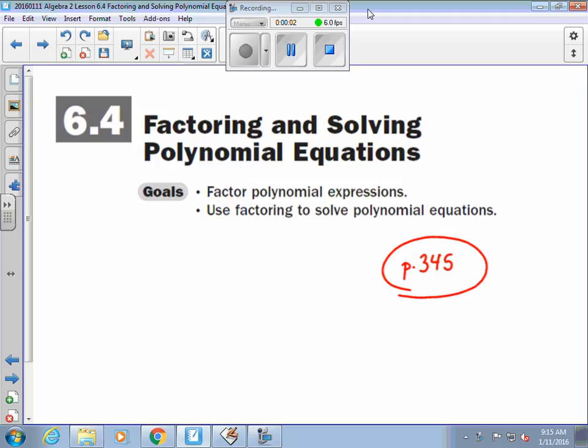This is Algebra 2, Lesson 6.4, Factoring and Solving Polynomial Equations. That's what we're doing, factoring polynomial expressions, and then we're using that factor to solve polynomial equations beginning on 345 in the textbook.